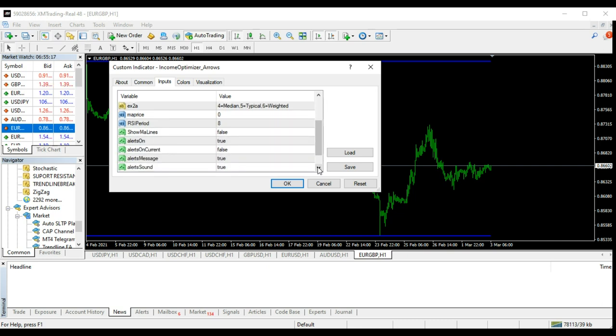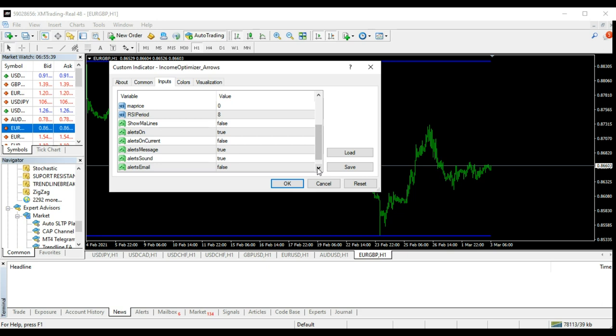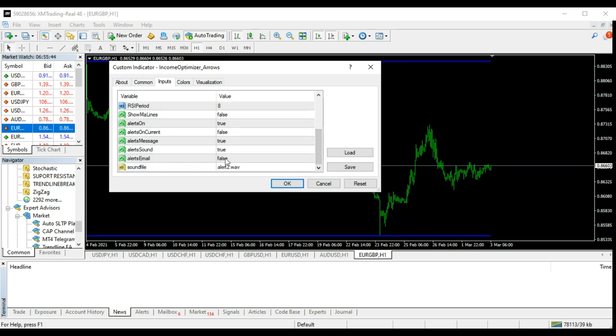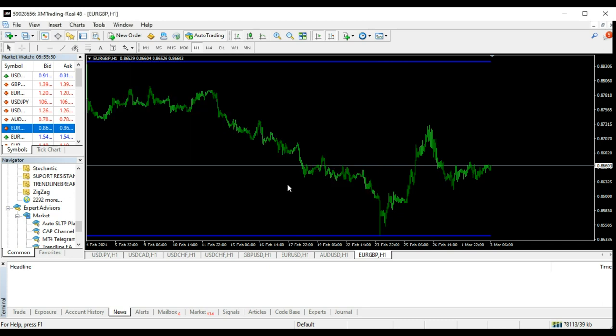And I do things like show MA lines: no. Alert is on: yes. Make sure your alert is on because if not, you cannot get signal. Alert on current, I put false. Alert message, yes. Alert sound, yes. Alert message is the one that will send the alert to your phone, and you can use your phone to enter the trade. Alert email, this one too, if I like, I turn it on. But now let's go and see exactly how it looks.